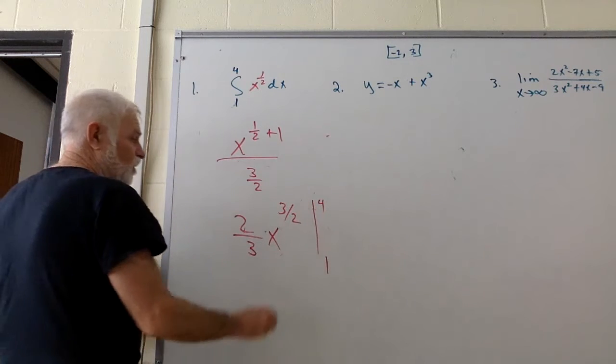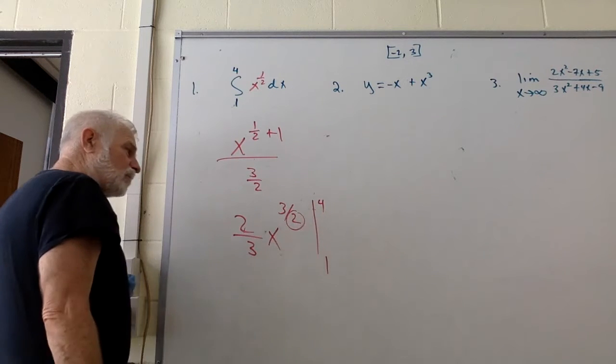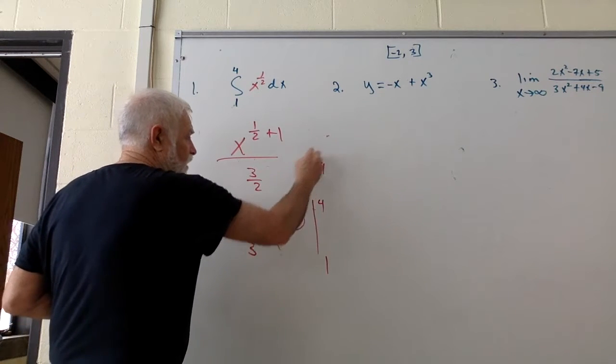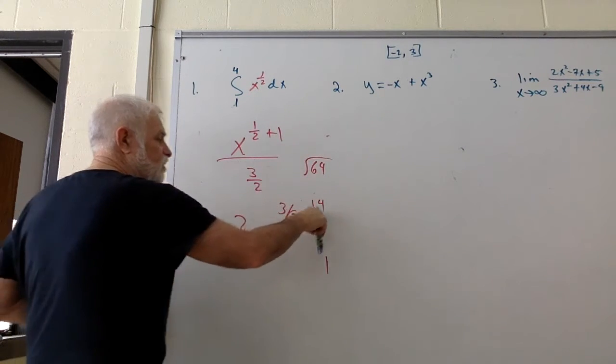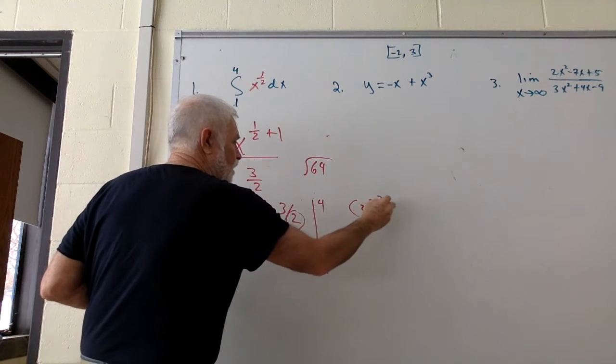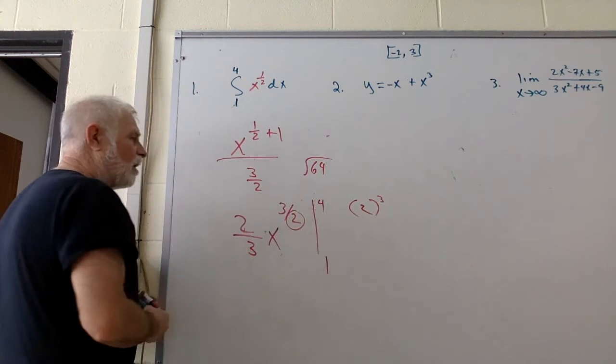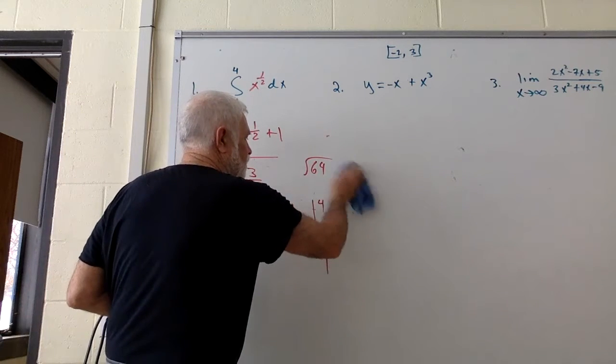Now, how many of you are learning now that that means square root? I can cube 4, which gets me 64, and then take a square root. Or I can take the square root of 4, which is 2, and then cube it. You're getting the same answer. So it's always best to get small and then big as the numbers get more challenging.